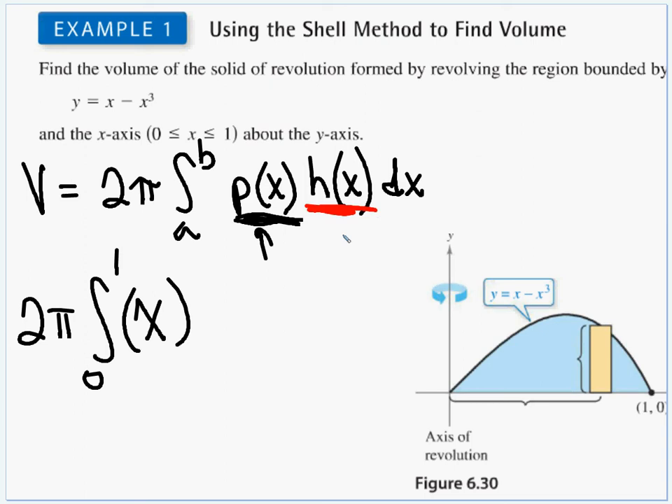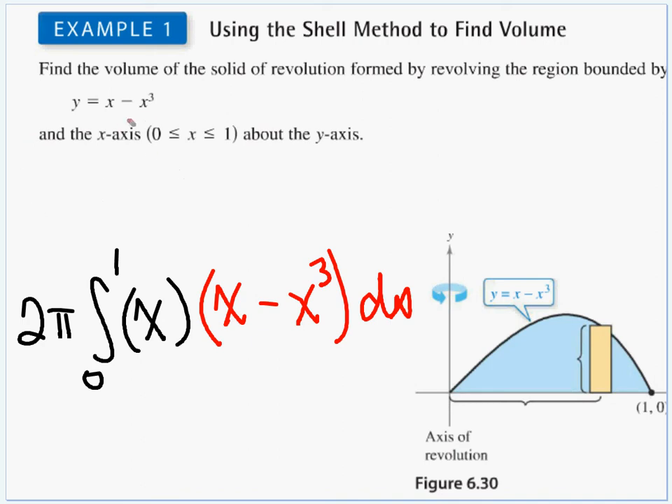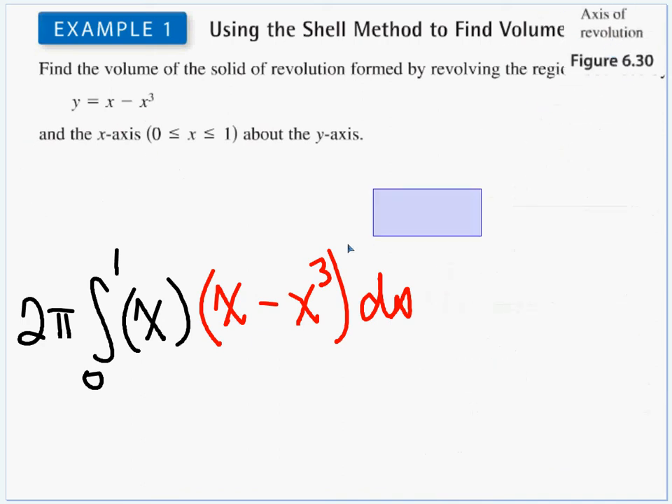H of x, what determines the height of our representative rectangle? Well, here's our rectangle. The top of it is touching the function. The bottom of it is touching 0. So h of x, in this case, is just our function, x minus x cubed, dx. So there's our setup. P of x is our distance from the axis of rotation. When we are rotating around the y, our distance away is just some x number. H of x is the height of our rectangle dictated by the function. And it looks like we are all set up and ready to anti-derive and evaluate.